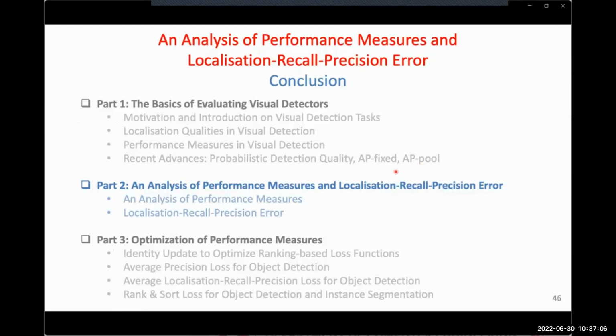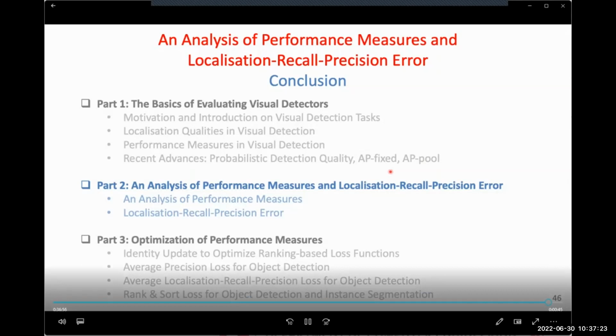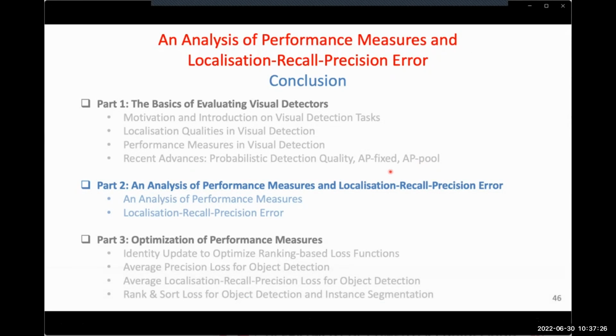We can conclude the second part of our tutorial with these results. In this part, we introduced 3 important features with which we can analyze different performance measures for visual detection. With these important features, we saw that the widely used average precision measure has significant limitations in terms of completeness, interpretability, and practicality. Our analysis on panoptic quality indicated that panoptic quality is doing better in terms of these features. However, there are certain practical limitations with panoptic quality as well. We introduced LRP error in this part in detail as an alternative, and we showed that it does better than average precision and panoptic quality in terms of these important features.